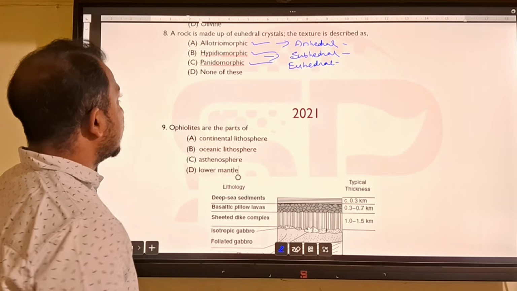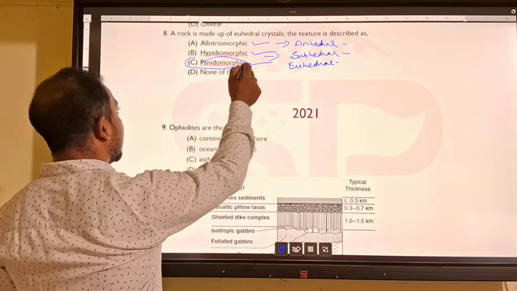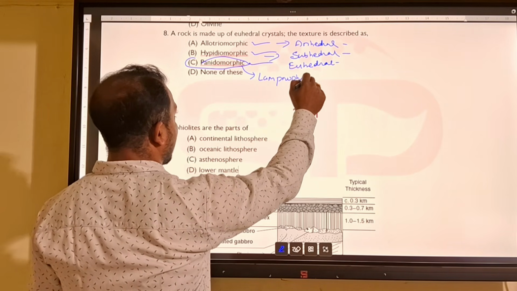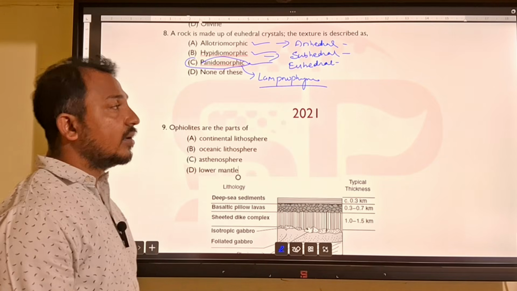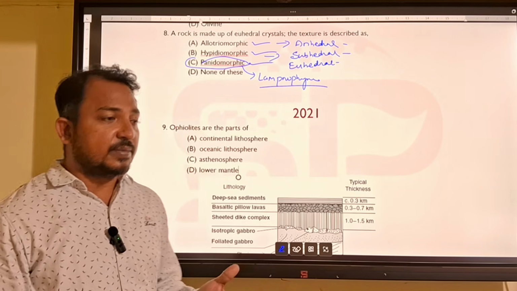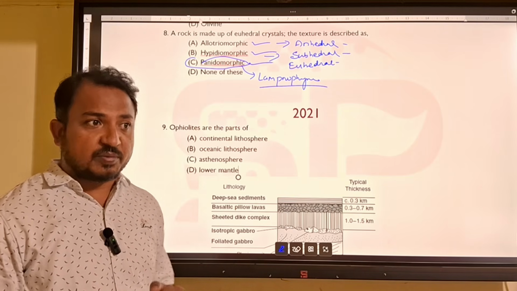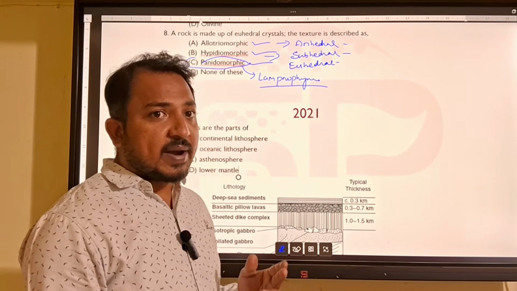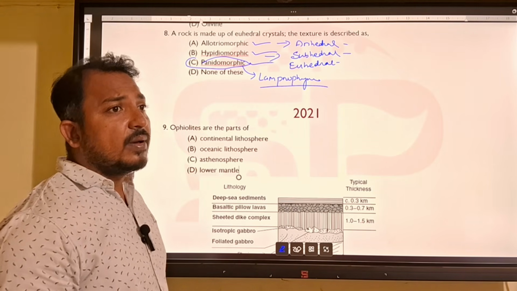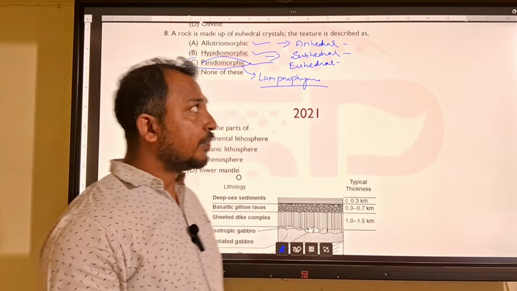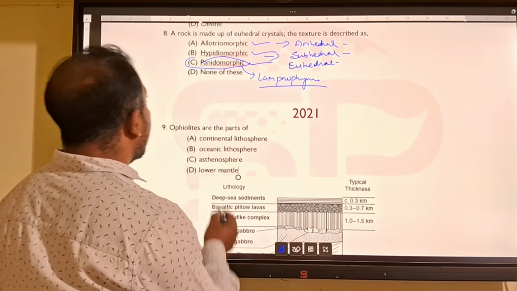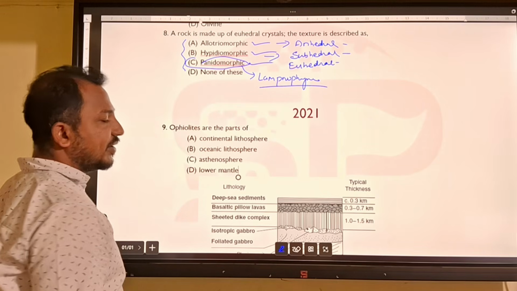So a rock made up of euhedral crystals will be panidiomorphic. You can take the example of lamprophyre. Lamprophyre is a rock that consists of all euhedral grains. Lamprophyre also has a characteristic called dualiomorphism, where there is an unusual occurrence of alkali feldspar, quartz, olivine, and pyroxene. Then hypidiomorphic, take the example of granite. Then allotriomorphic, you can take the example of aplites. So these are all equigranular textures.